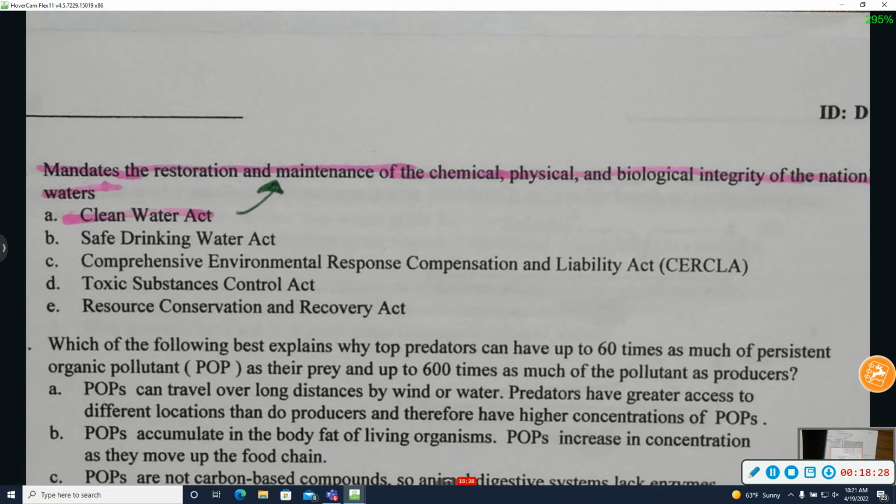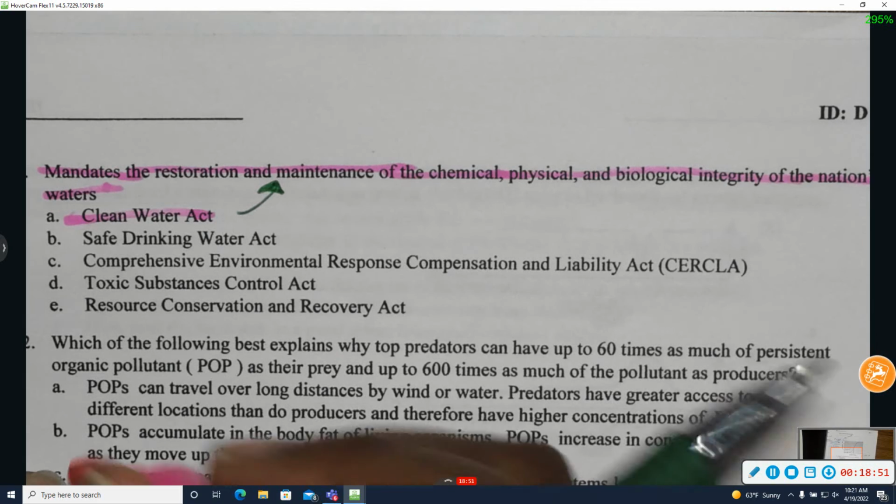The next one says, which of the following best explains why top predators can receive up to 60 times as much persistent organic pollutant as their prey, and up to 600 times as much pollutant as the producers. So the only one that makes any sense here is this one right here.